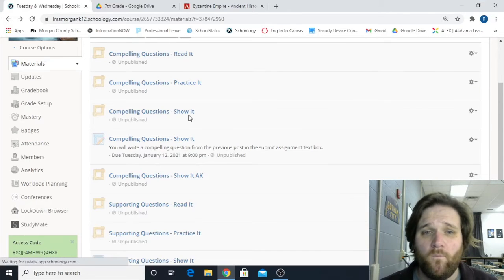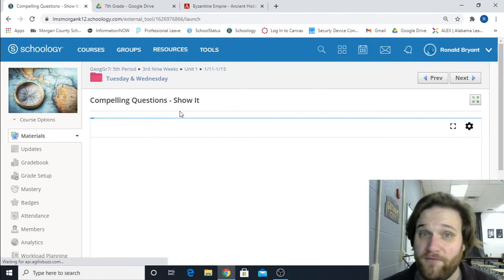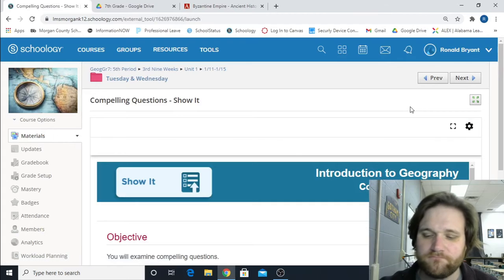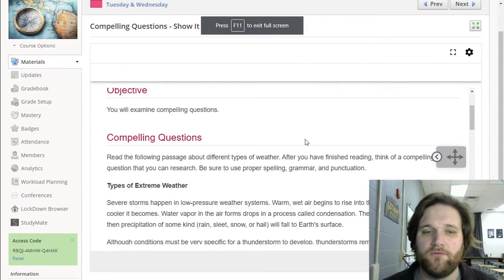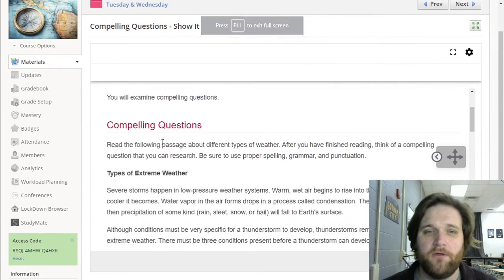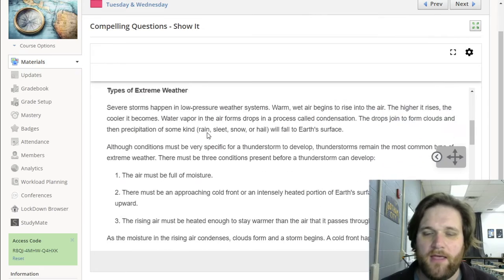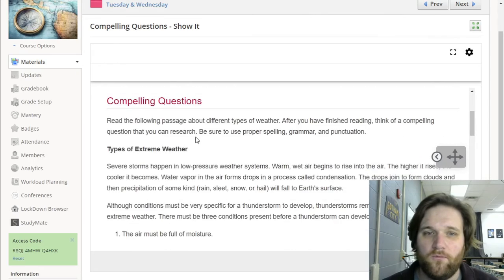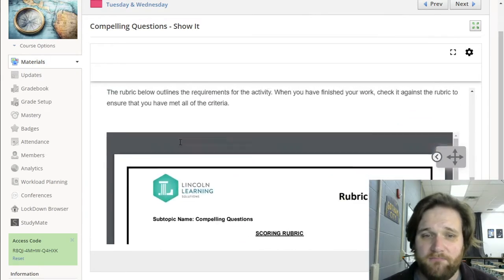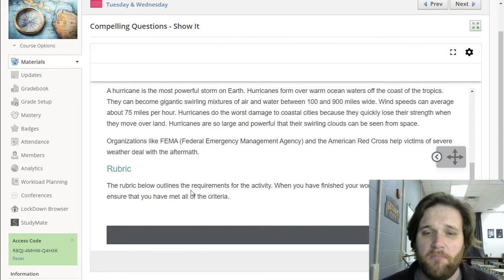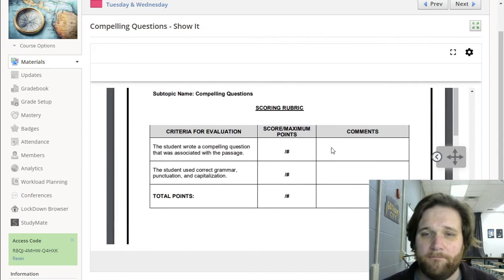Now, when we do the show it on this particular one, all right, read your passage here. What you're doing is you're going to read about these types of extreme weather. And when you get done, it's about a page worth of material, but there's a rubric at the bottom. This is what I'm looking for.